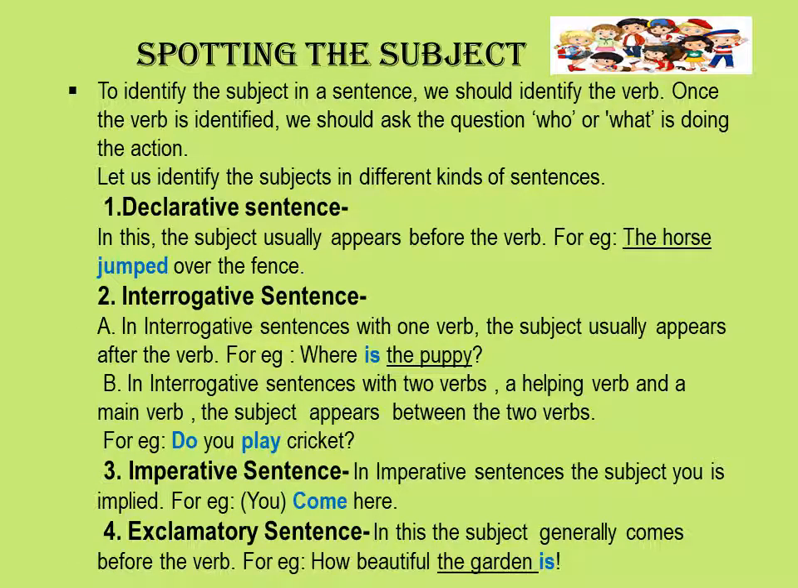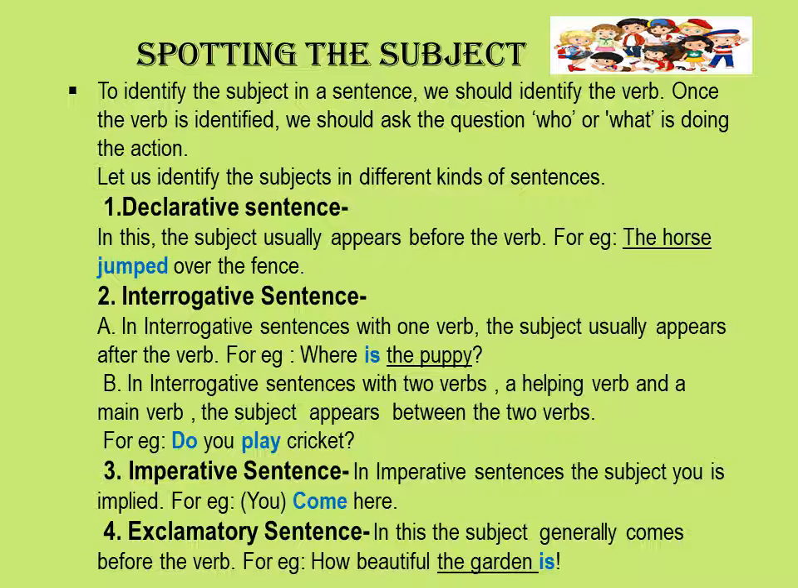Now, spotting the subject. Now we have to spot which is the subject in a particular sentence. To identify the subject in a sentence, we should identify the verb first. Once the verb is identified, we should ask the question who or what is doing the action. Let us identify the subjects in different kinds of sentences. Number one, declarative sentence. In this, the subject usually appears before the verb. So listen carefully. In declarative sentences, the subject comes before your verb.